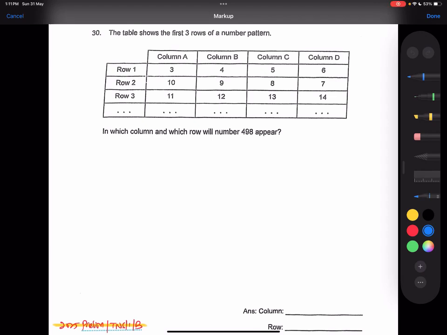2025 Prelim TNS School Paper 1 Booklet B, Question 30. The table shows the first 3 rows of a number pattern. In which column and which row will the number 498 appear?